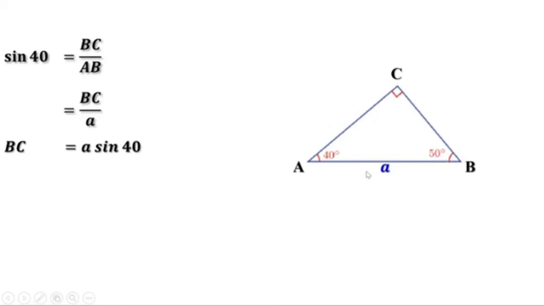അതായത് ഒരു റൈറ്റ് ട്രയാങ്കിളിൻ്റെ ഹൈപ്പോട്ടനസ് തന്നിട്ടുണ്ടെങ്കിൽ, ഒരു ആംഗിളും തന്നിട്ടുണ്ടെങ്കിൽ, അതിൻ്റെ ഓപ്പോസിറ്റ് സൈഡും അഡ്ജസൻറ്റ് സൈഡും നമുക്ക് ഫൈൻഡ് ചെയ്യാം. ഓപ്പോസിറ്റ് സൈഡ് കാണാൻ BC is equal to A sin 40 എടുക്കുക.